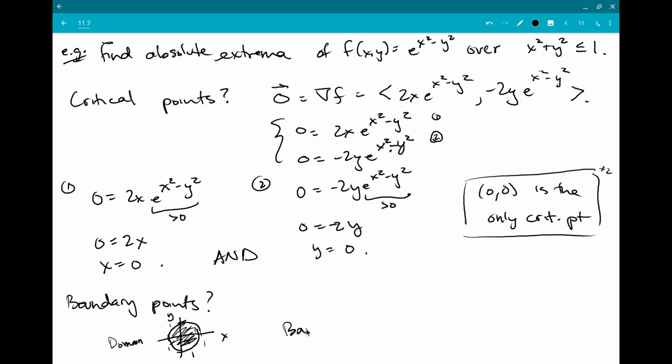And my boundary is going to be the edge of the domain. So, oops. I had to think of all x squared plus y squared less than or equal to 1. That's the shaded in circle. But when I'm looking for the boundary, it's just the edge of that circle. Okay, so it's just that outside. And that's x squared plus y squared equal to 1 is the boundary.